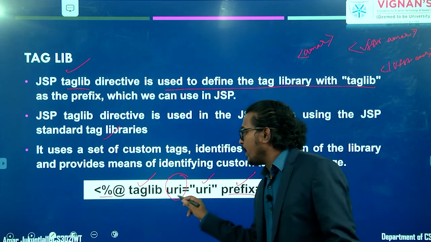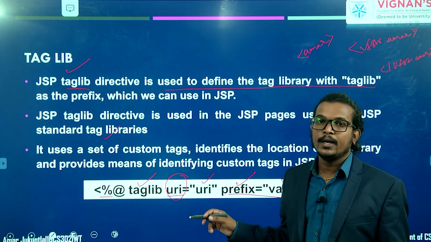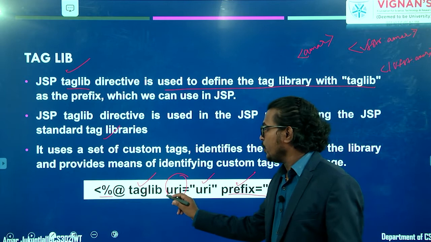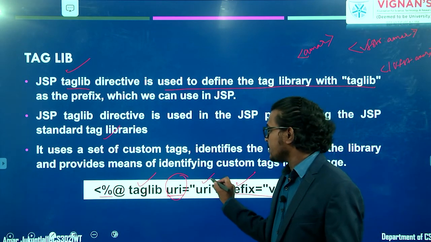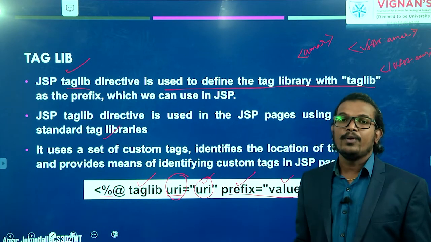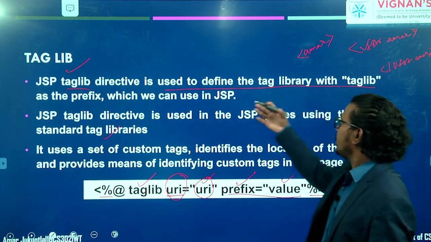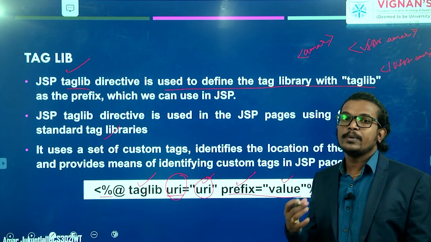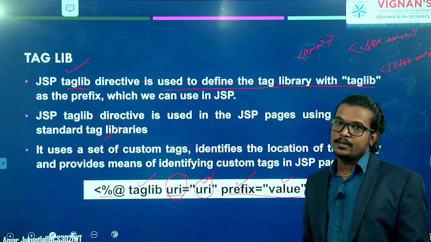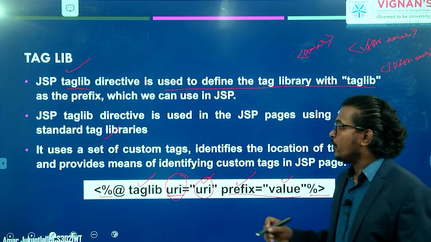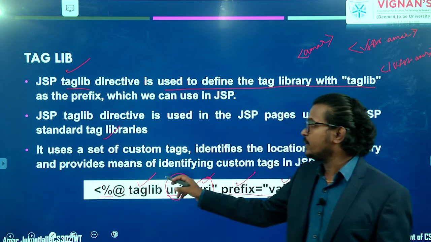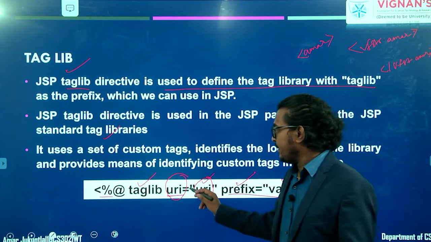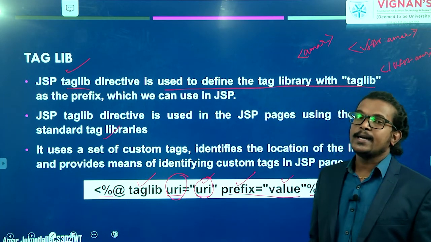So in this particular URI, what are we doing here? URI means what? Yes, that is called the URI. What information are we passing here? Where you are storing those custom tags, that URI you have to pass here. So whenever your JSP engine parses this particular JSP page, it will identify where that particular custom tag is available.